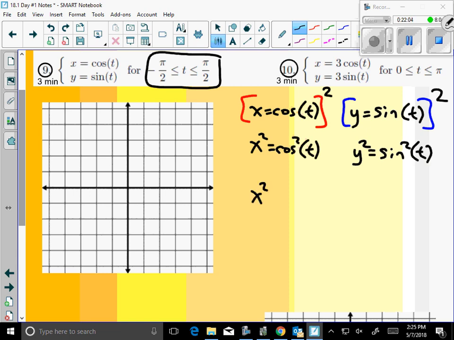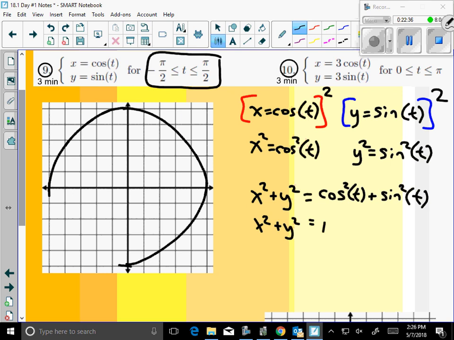So what would I get if I said x squared plus y squared? What would that equal? Cosine squared, yeah, r squared. But cosine squared plus sine squared, what identity is that? That equals 1. And that right there is a circle of radius what? 1. Okay, so let me draw a circle of radius 1. Okay, here's a 1, here's a 1, here's a -1, here's a 1. I'm going to draw a little circle. Pretty good. Actually egg-shaped, whatever.